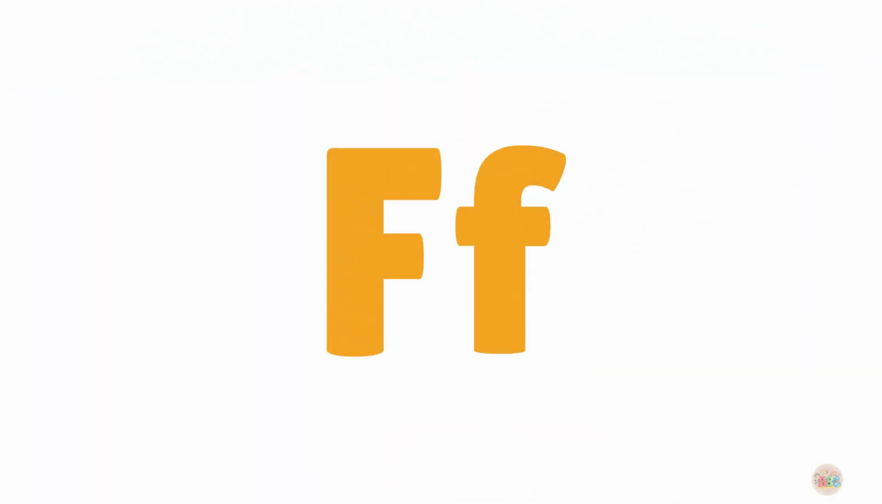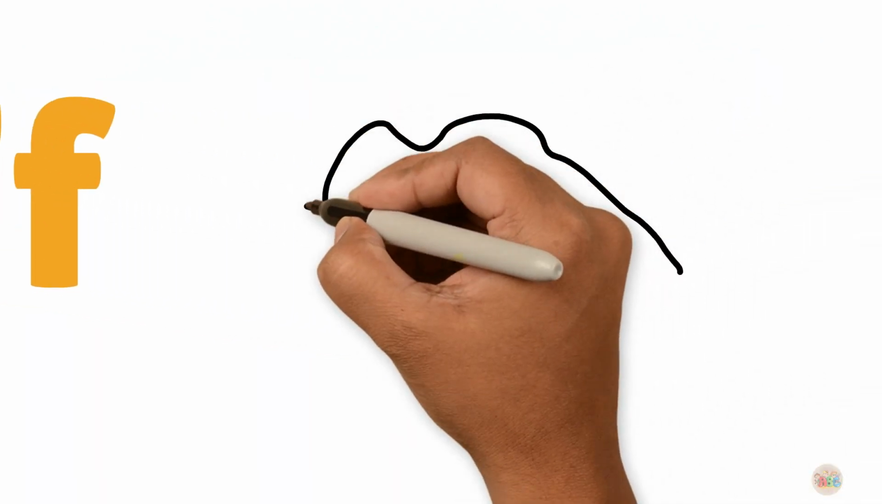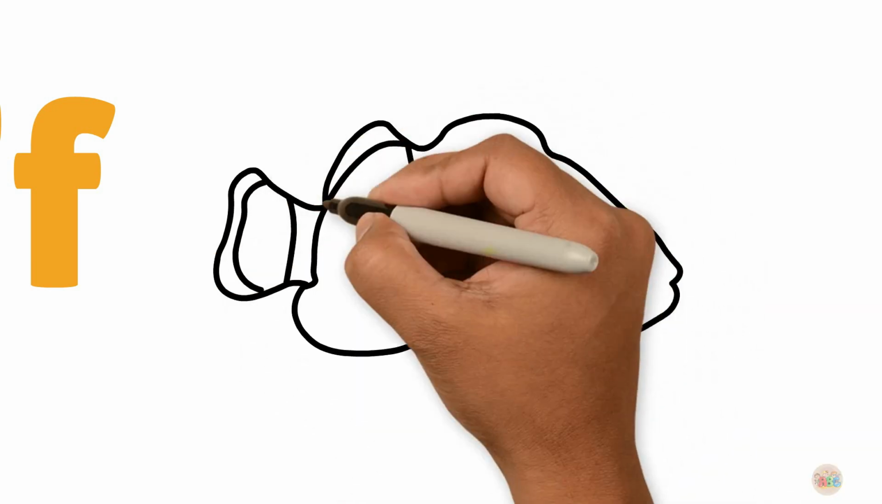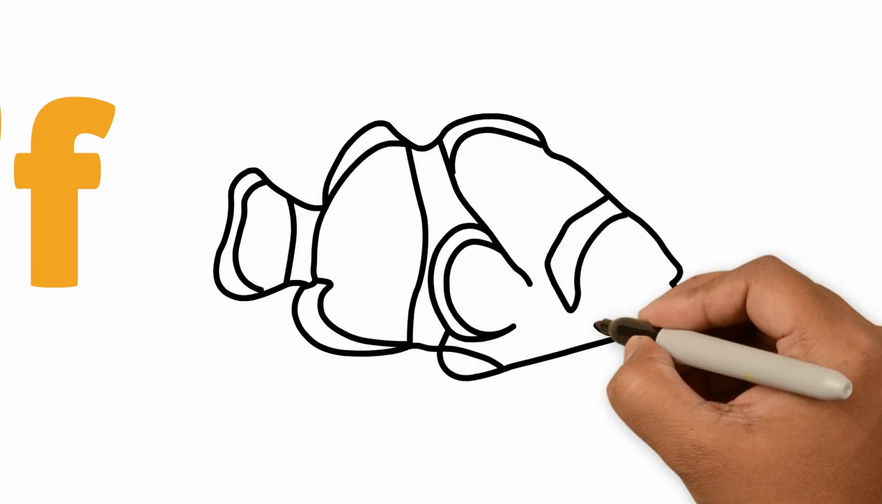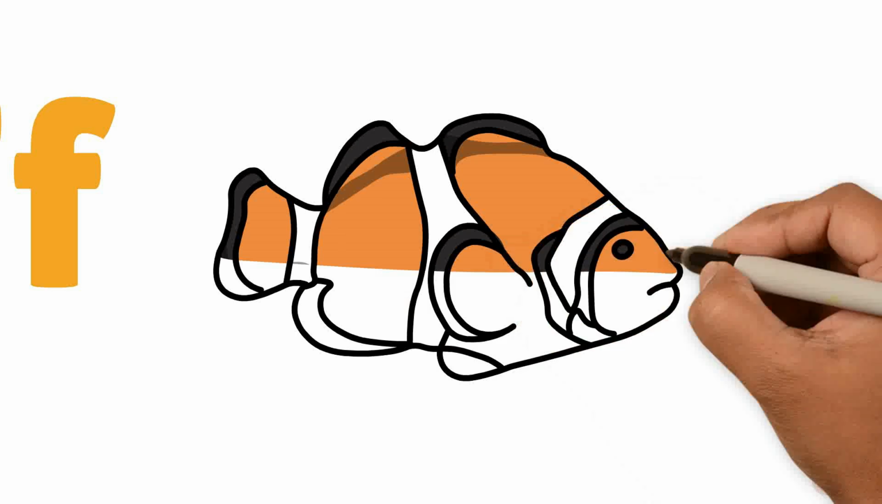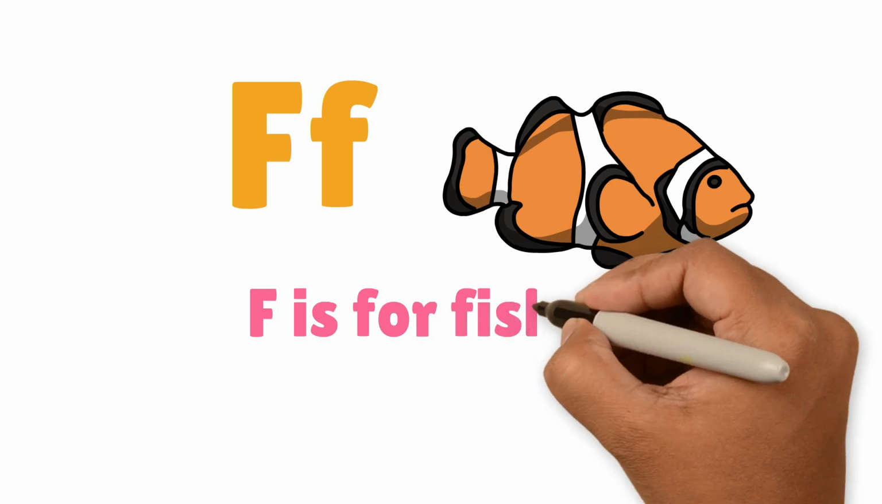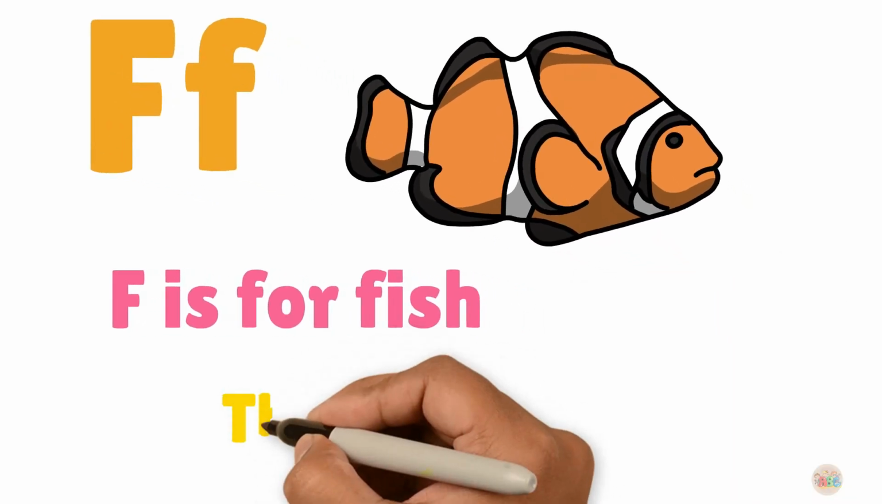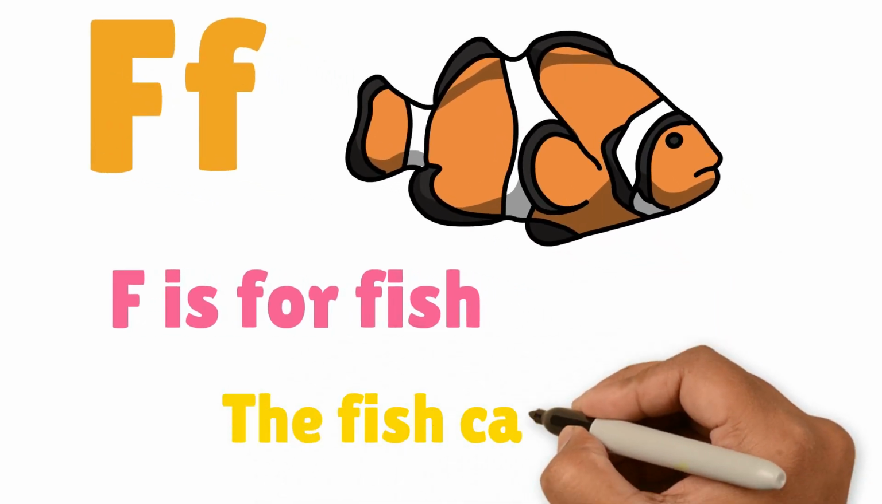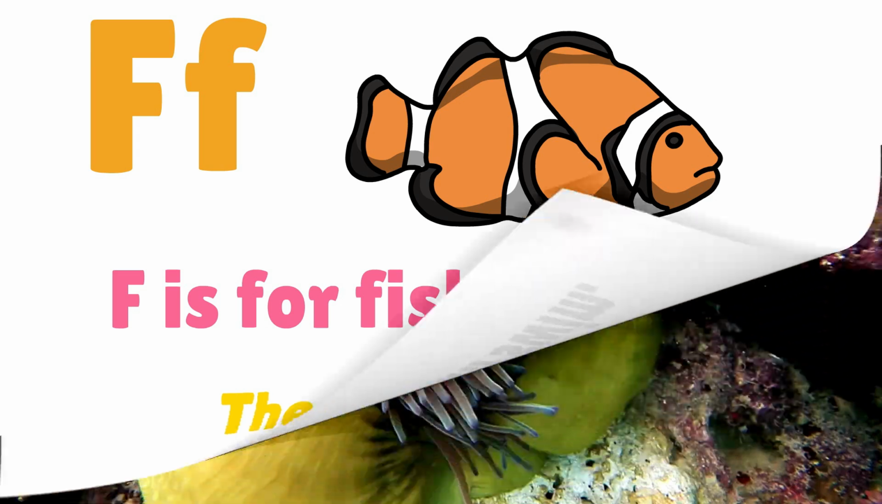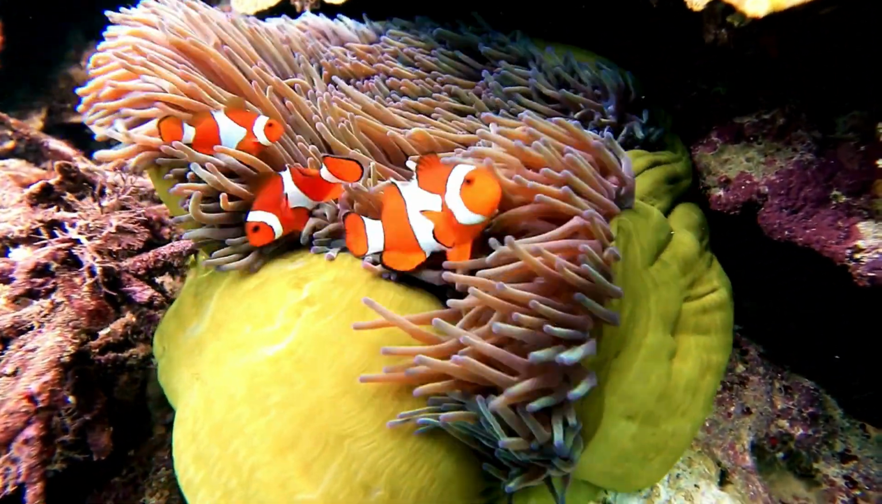Say with me. F. F is for fish. Again say with me. F is for fish. The fish can swim. Now it's your turn.